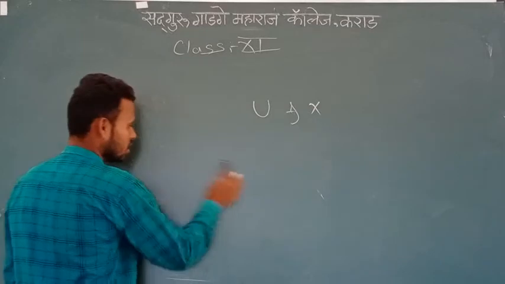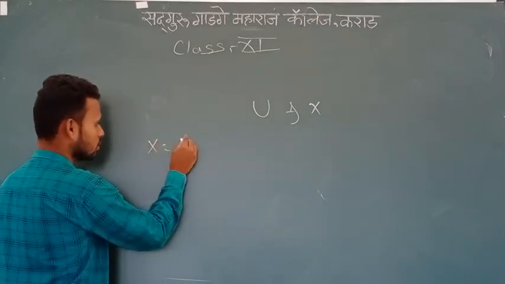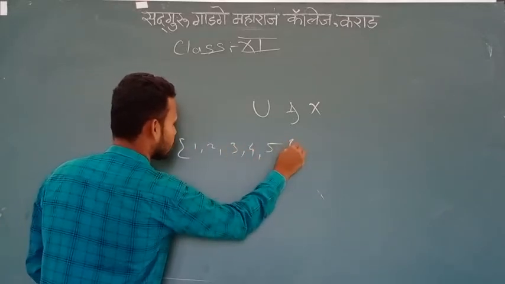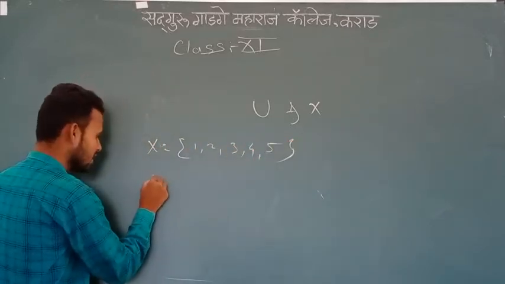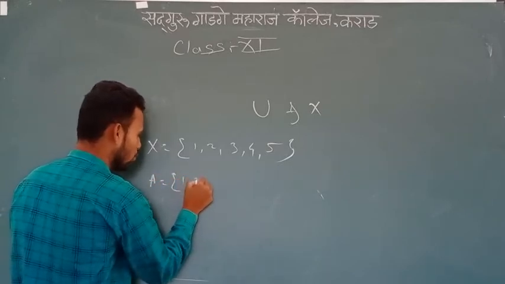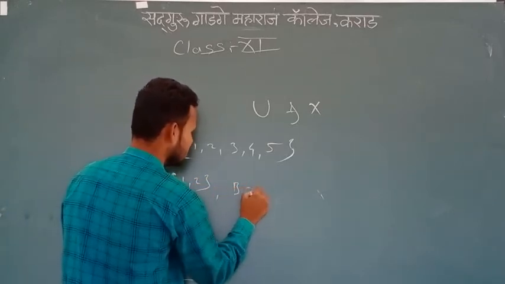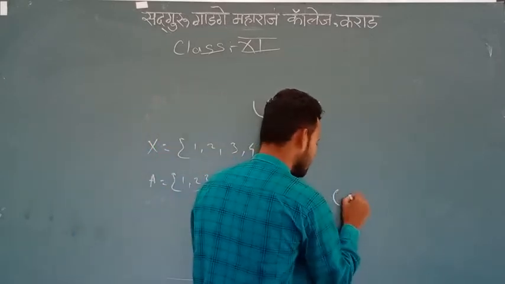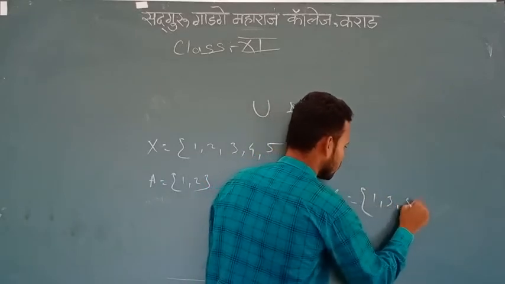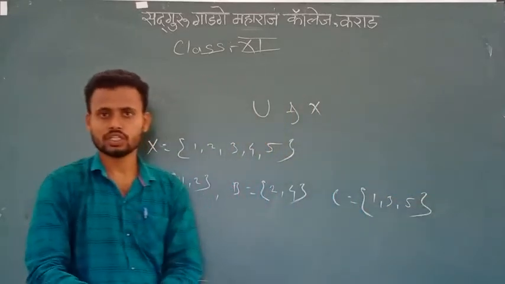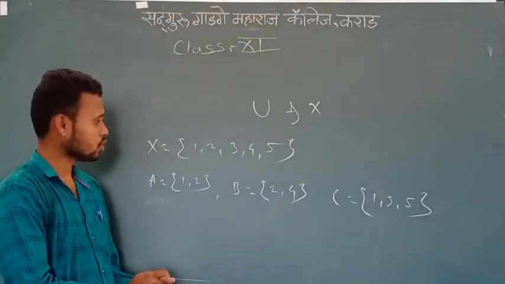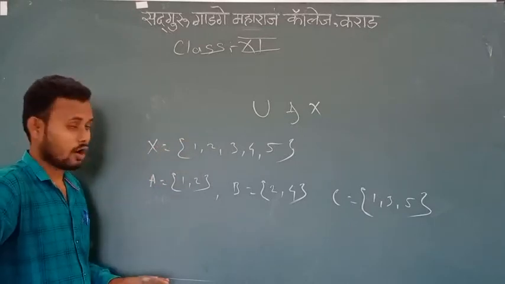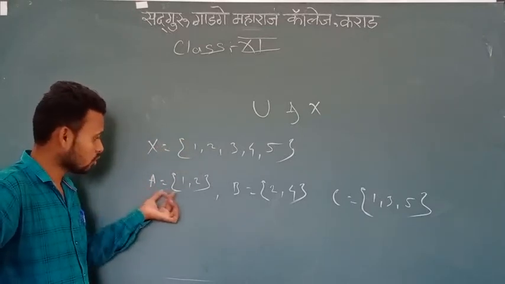Another example: if I take X equal to the set containing 1, 2, 3, 4, 5. The next step, if I take set A equal to the set containing 1, 2. If I take B, the set containing 2, 4. The next step, if I take another set C, the set containing elements 1, 3, 5. Now here we observe that set X is 1 to 5, the longest set.